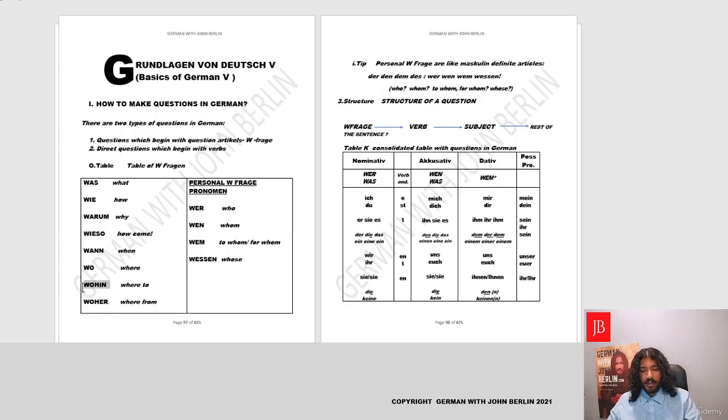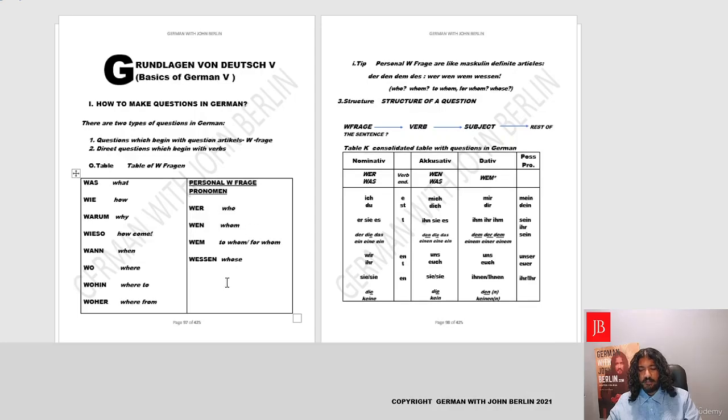How to remember wohin and how to remember woher? Like in English, you have to and fro. To is towards, fro is from. You have hin und her in German. So hin is towards, her is back, from. So basically wohin is where to, woher is where from, and wo is simply where. All right, now we move forward to the next column here.